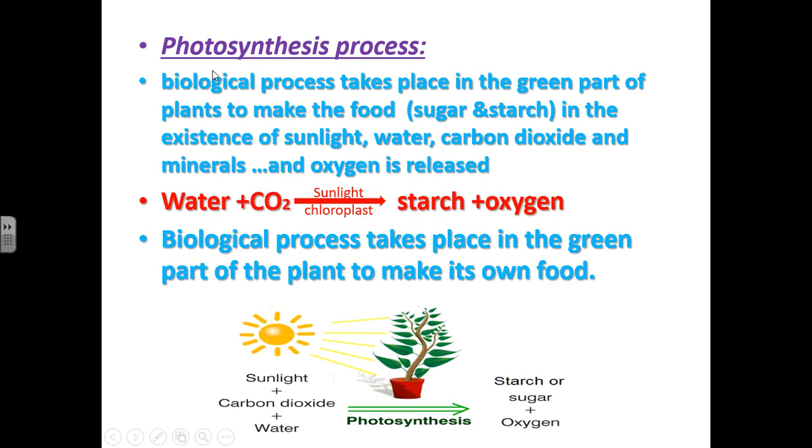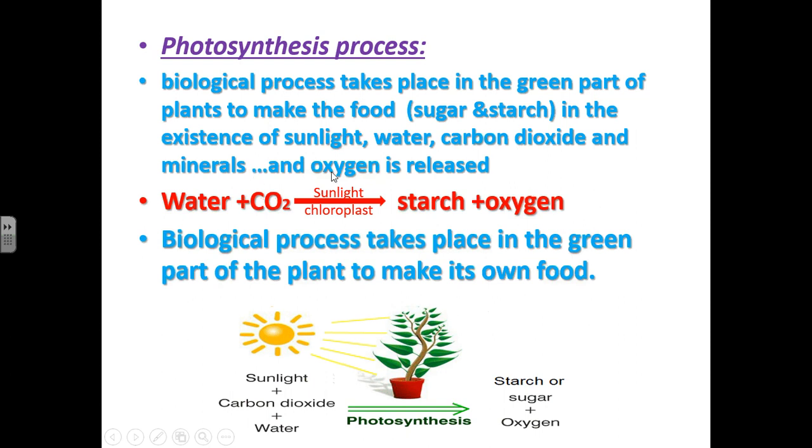How can plants make their own food? Plants make their own food by the photosynthesis process. Repeat after me. Photosynthesis. Photo means from light. This process is a biological process that takes place in the green part of the plant to make the food of the plant, which is sugar and starch, in the existence of sunlight, water, carbon dioxide, and minerals.